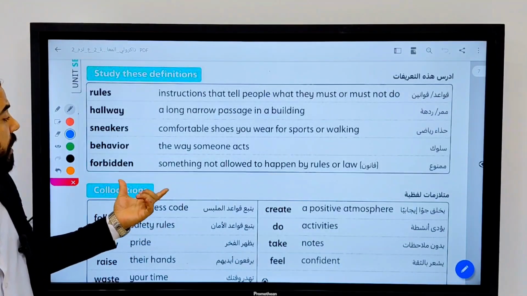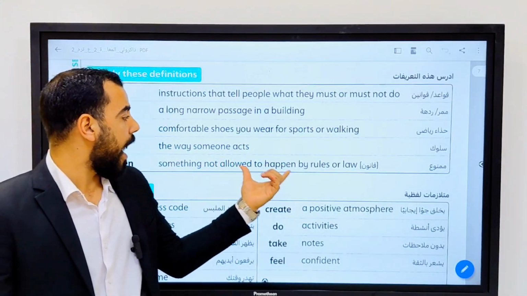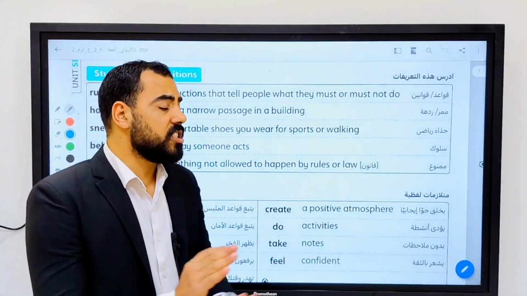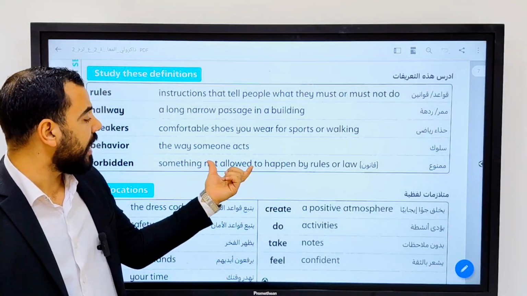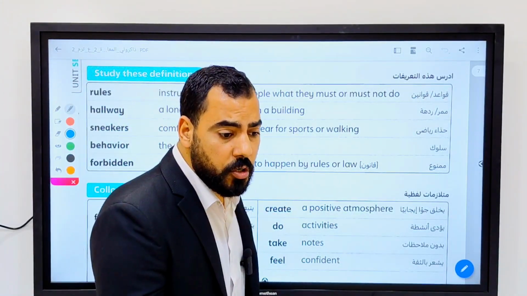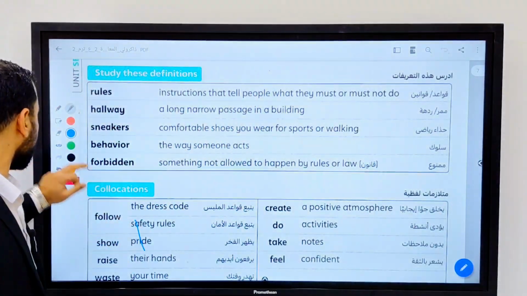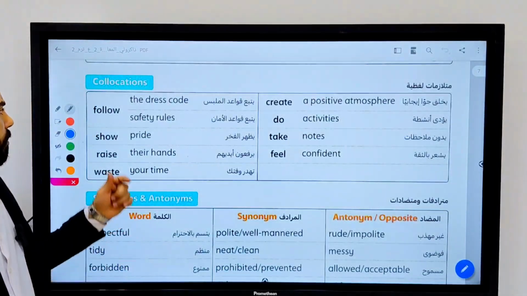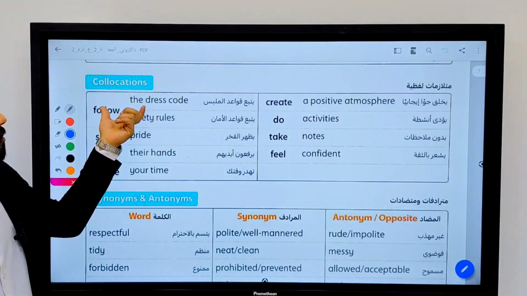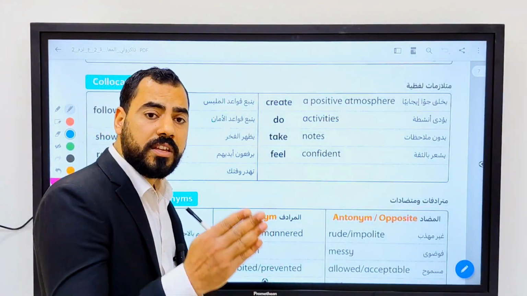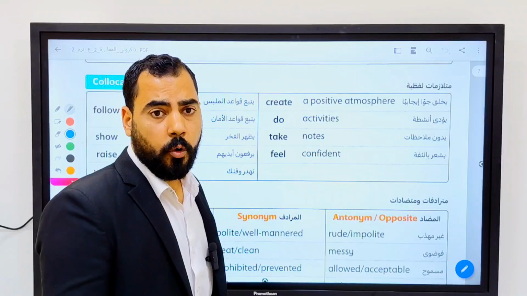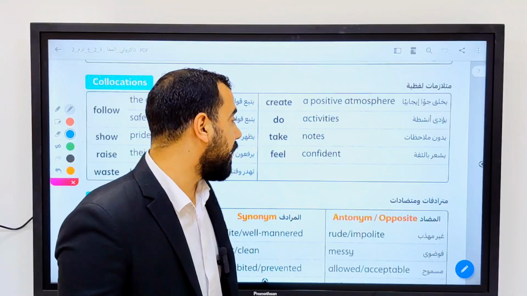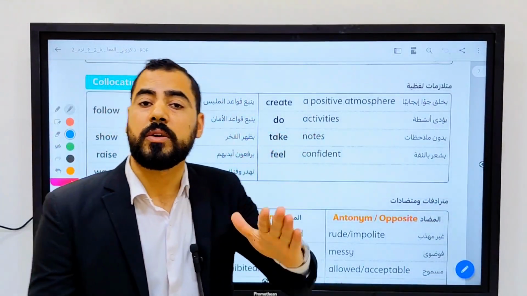Forbidden means something not allowed to happen by rules or law. Something that you can't do, it's forbidden. It's not allowed, and if you do it, you will be punished. Collocations, read them together, they are so important. Repeat after me, please. Follow the dress code. So you follow the instructions related to the dress code at school, when you wear your uniform, when you cut your hair, when you stop wearing oversized pants and so on. This means that you follow the dress code.